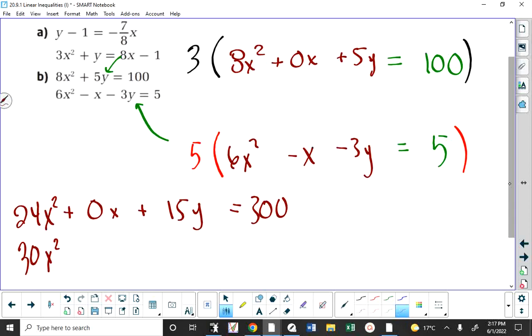minus 5x. 3 times 5 is 15 minus 15y. Oh, of course, right? That's what we want. Equals 5 times 5 is 25. We're getting there.